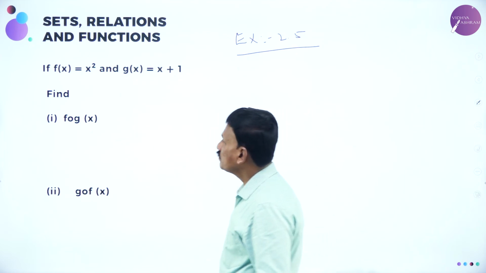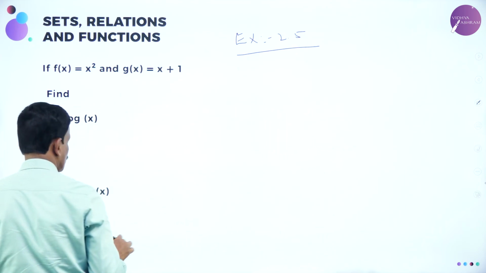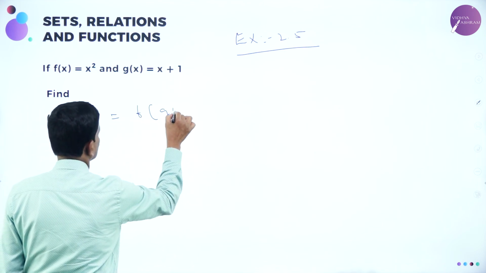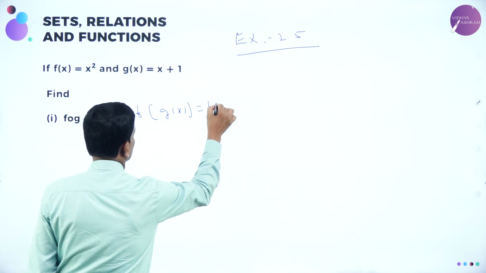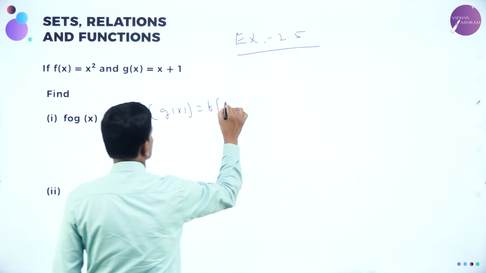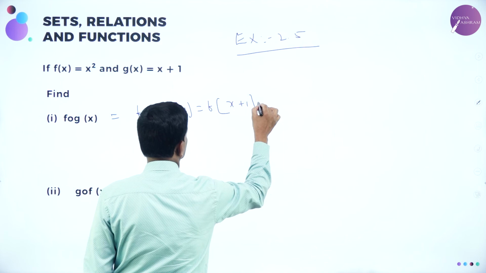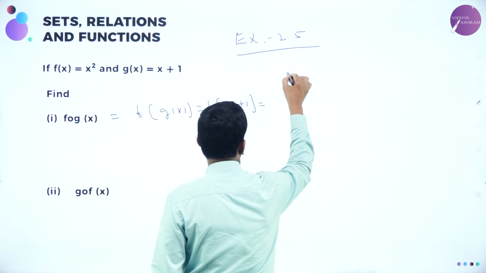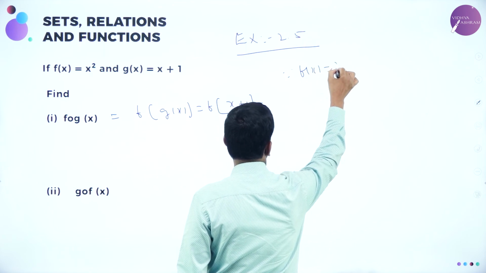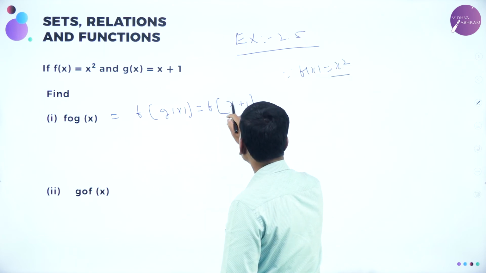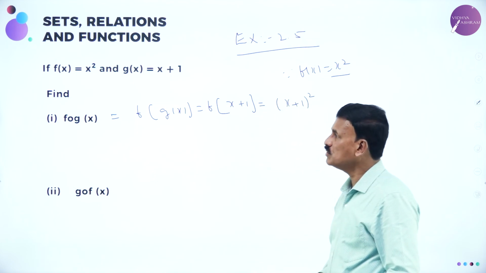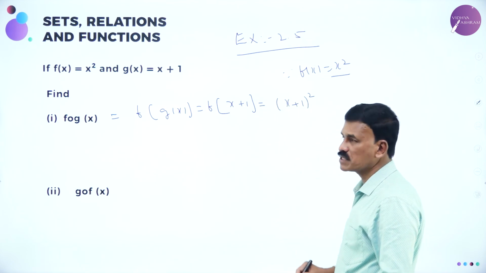x plus 1, find f naught g of x and g naught f of x. So now f naught g of x can be written as f of g of x. F of, what is g of x? G of x is x plus 1. So this is equal to, since f of x is x square, f of x plus 1 can be written as x plus 1 whole square. So f naught g of x is x plus 1 whole square.